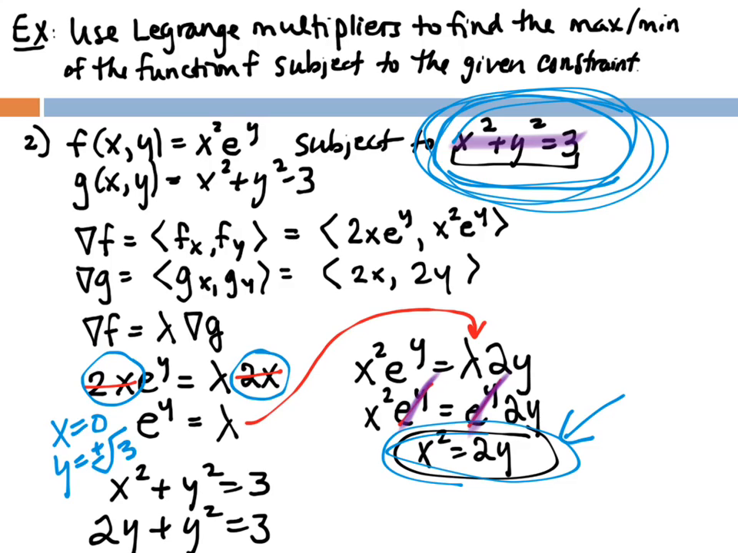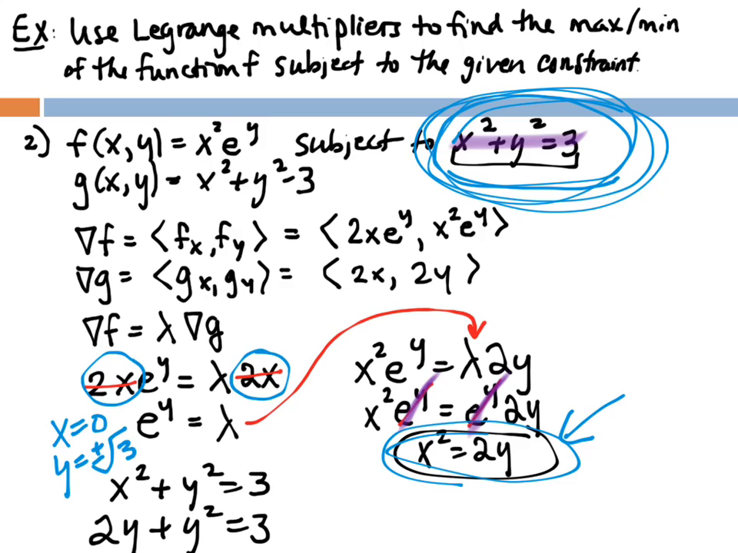Yes, but e to the y can't equal 0. It's an exponential. Exponentials are always above the x-axis. They have a horizontal asymptote that is the actual x-axis. So that one doesn't ever give me 0. Are you with me? So we're looking at any possible way that both sides could actually be the same. So if e to the y were 0, that would work, but that's actually not a possibility because of the function that we're dealing with.